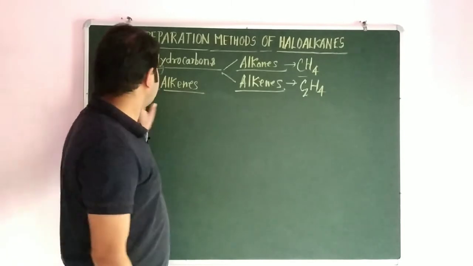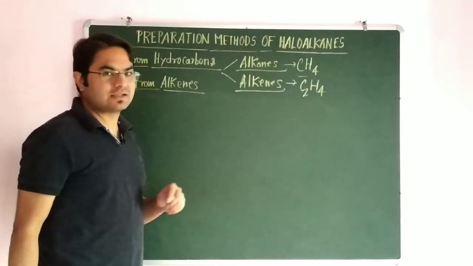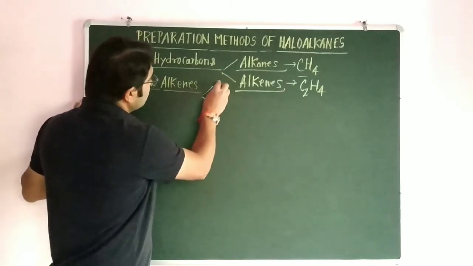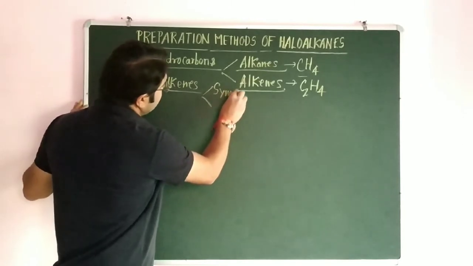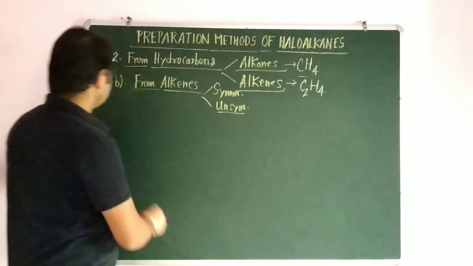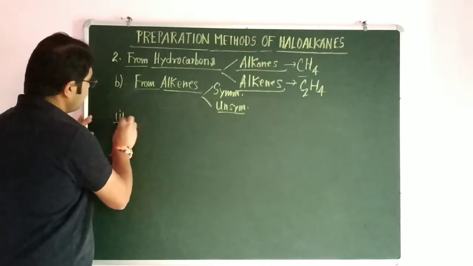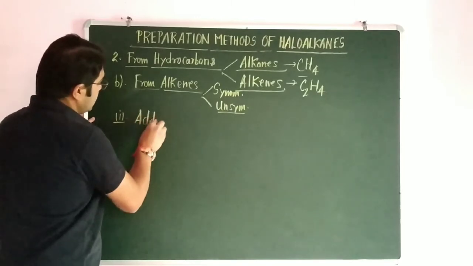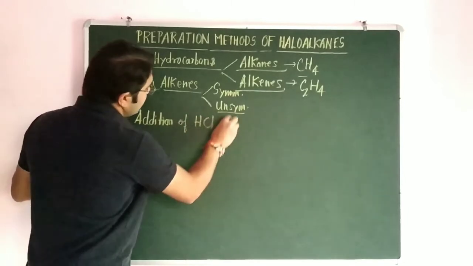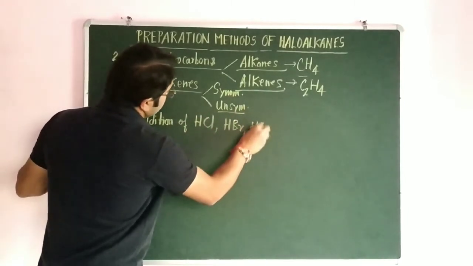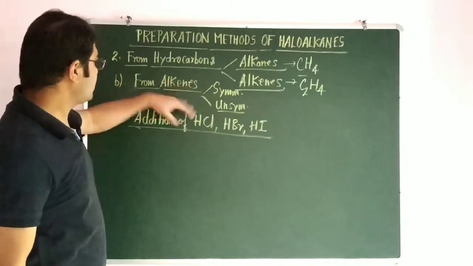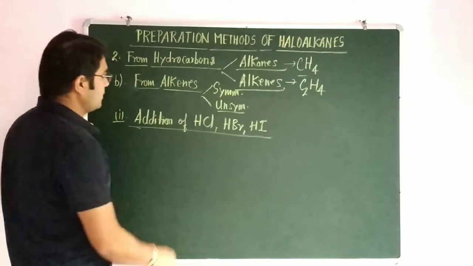Now the next method is from alkenes. In alkenes there are two ways, because alkenes can be symmetrical or unsymmetrical. In case of alkenes, first we proceed with the addition of hydrogen halides, like HCl, HBr, HI. When we add hydrogen halides to an alkene, it forms haloalkanes.